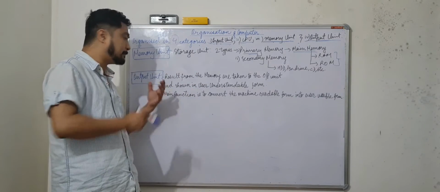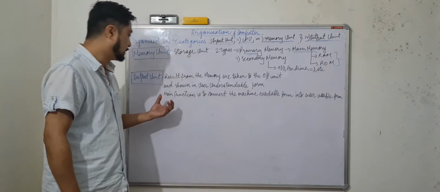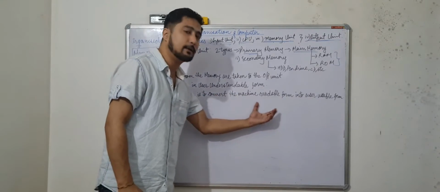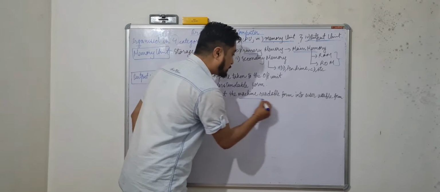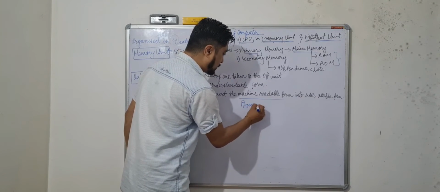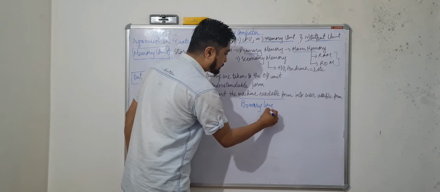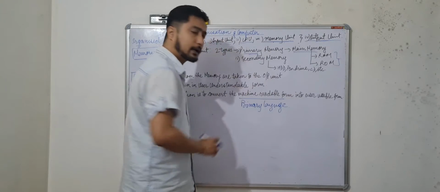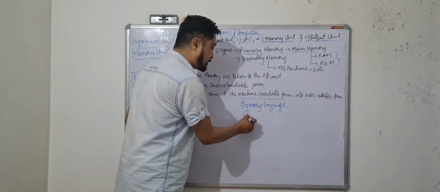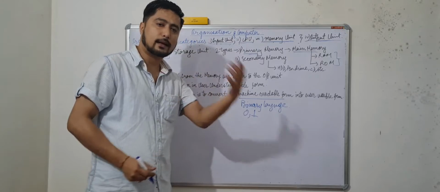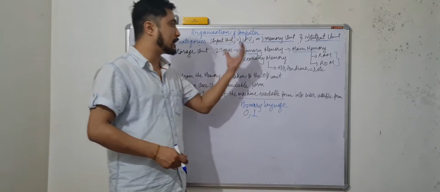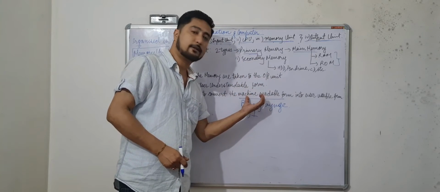Now the next one is the main function of the output unit. The main function of the output unit is to convert the machine readable form. What is this machine readable form? We have learned about binary. This machine readable form is also known as binary language, because the computer can read only binary language, that means in the form of zeros and ones. So all the data that we store will be stored in the memory in machine readable form.